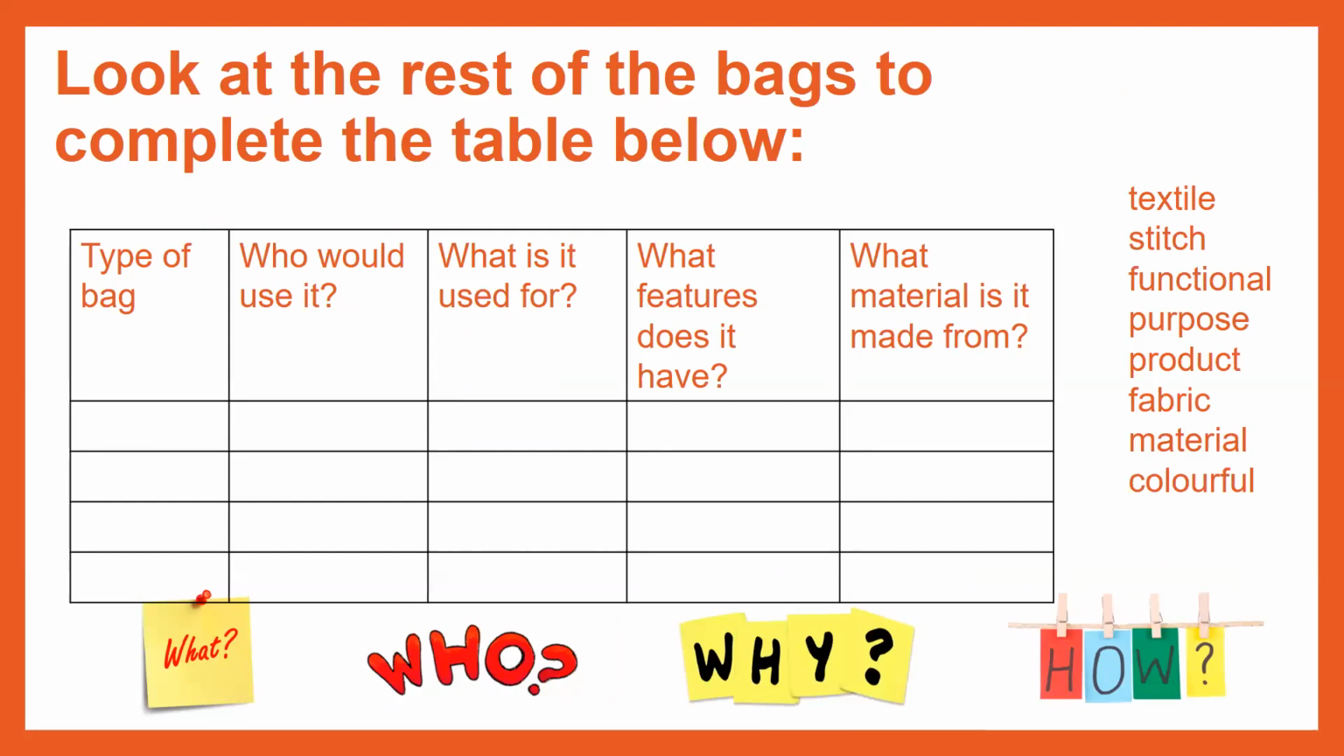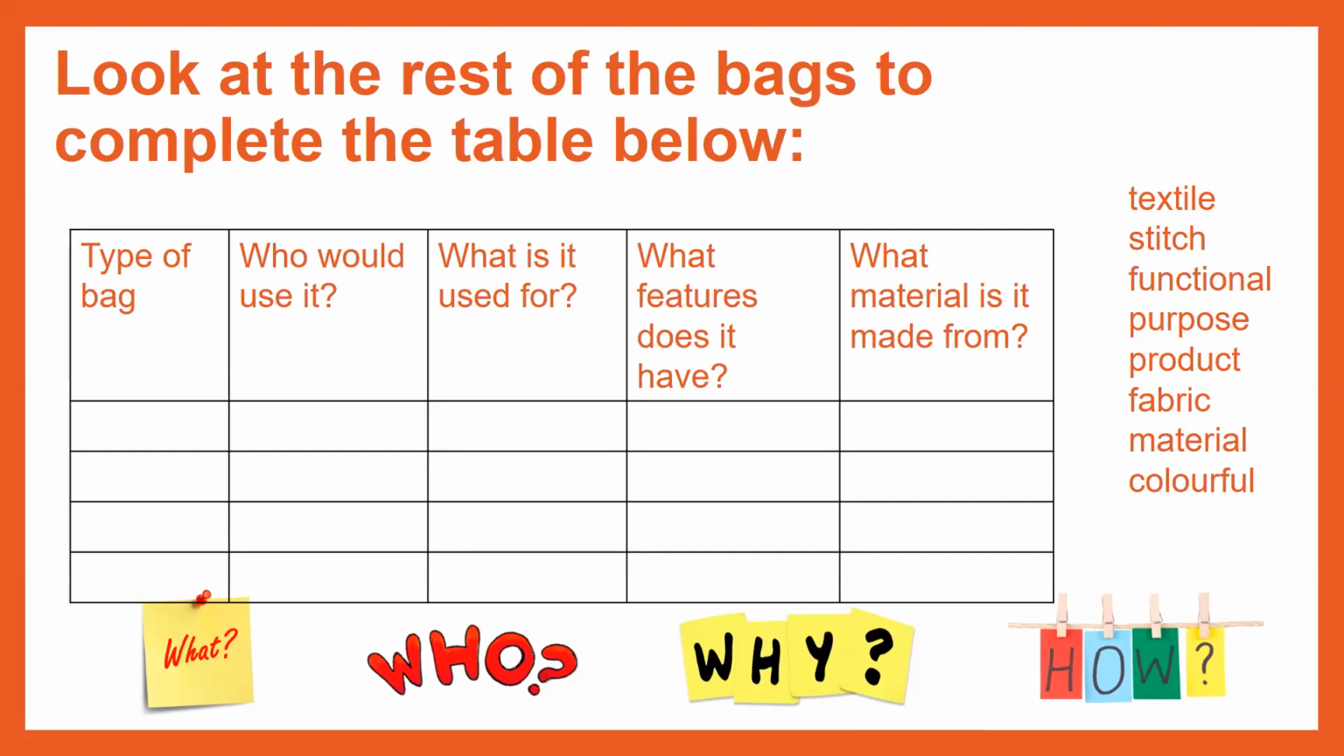Okay, so welcome back. Now, your task today is to look at a range of different bags and complete the table below. In your activity, you will have images and names of 4 different types of bags. And you need to think about these questions. Who would use it? What is that bag used for? What particular features does it have? And what material is it made from? Now, you might need a grown-up to help you think about some of those answers if you're not sure, but I'm positive that they will be able to help you with that as well.